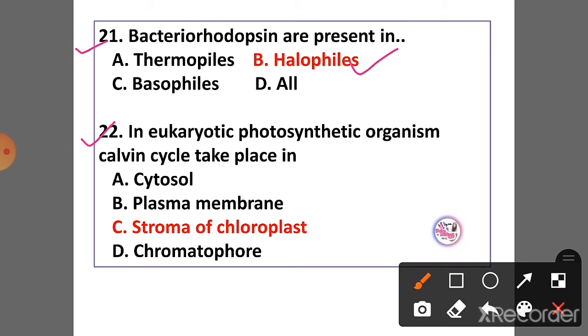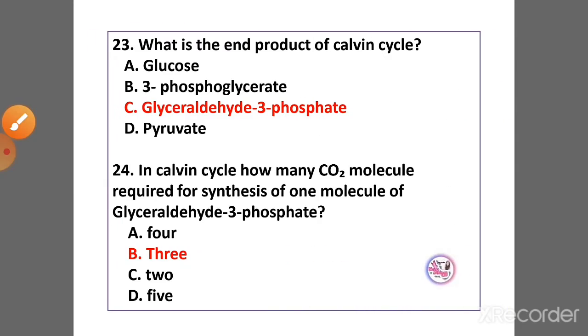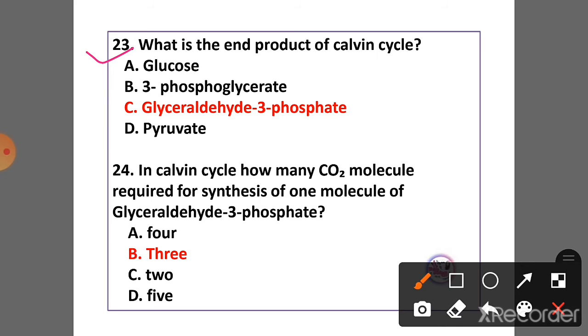Question 22. In eukaryotic photosynthetic organisms, Calvin cycle takes place in option C, stroma of chloroplast. And in cytosol of prokaryotic photosynthetic organisms, Calvin cycle occurs. Question 23. What is the end product of Calvin cycle? Option C, glyceraldehyde 3-phosphate is the end product of Calvin cycle.